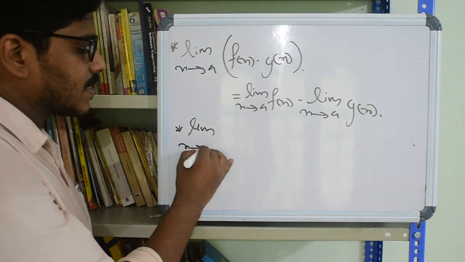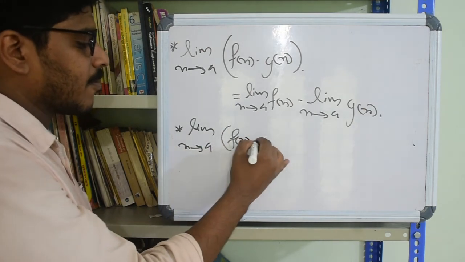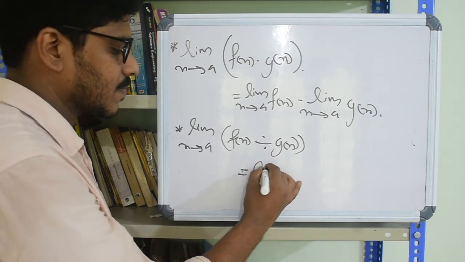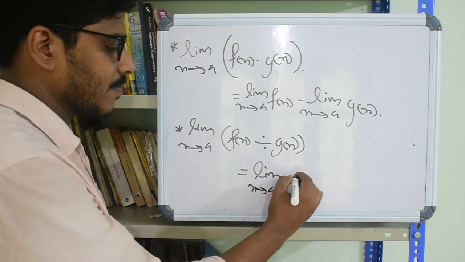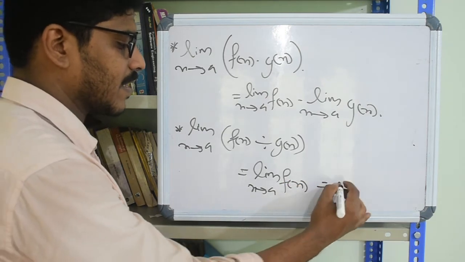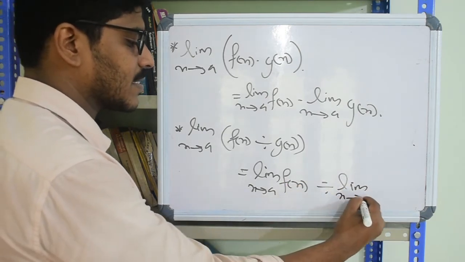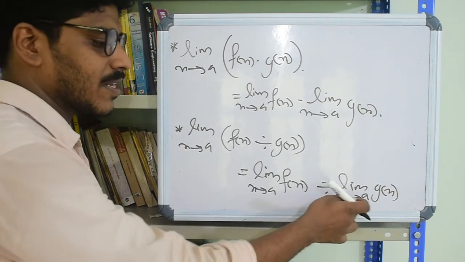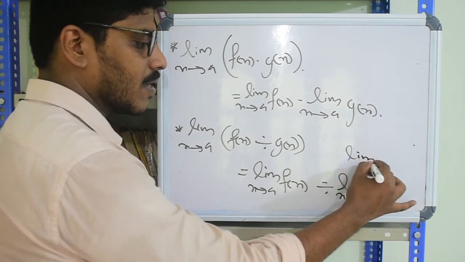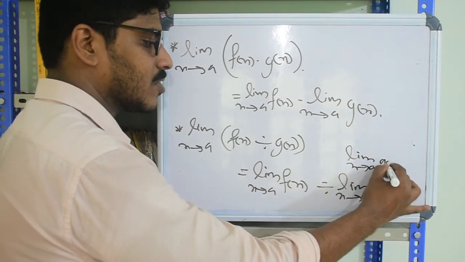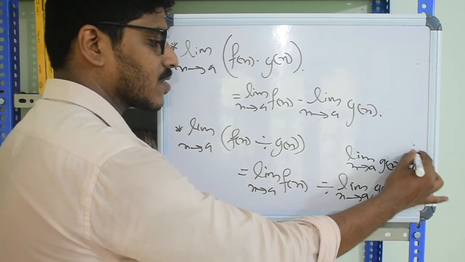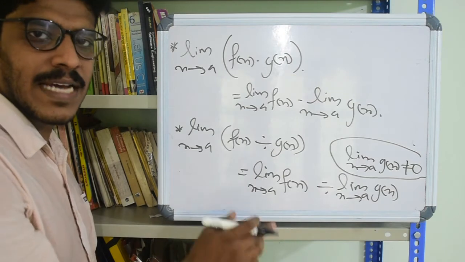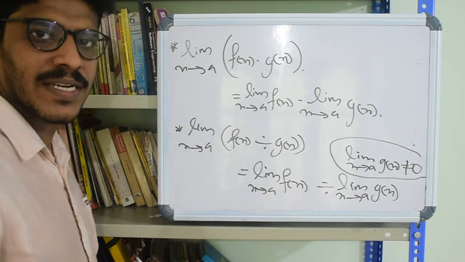Limit x tends to a f of x divided by g of x can be evaluated as limit x tends to a f of x divided by limit x tends to a g of x. Remember this comes in the denominator, so this has to be non-zero. Limit x tends to a g of x has to be non-zero. Remember, this has to be assured everywhere and every time when you have something to be written in the denominator side.